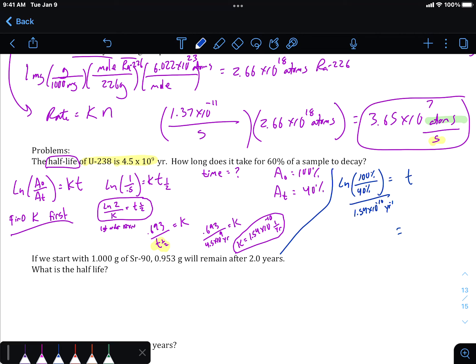And it's going to be a while. About 6 billion years. No big deal. I'll go get a cup of coffee. Go to the bathroom. Come back.